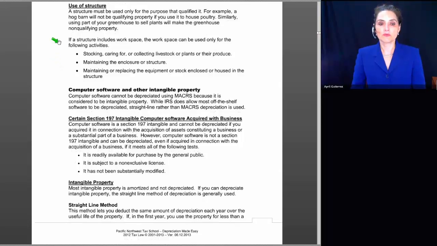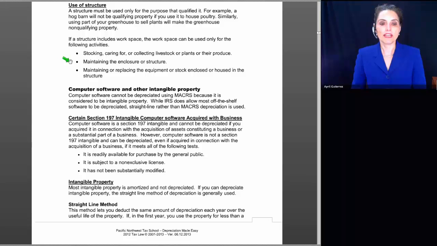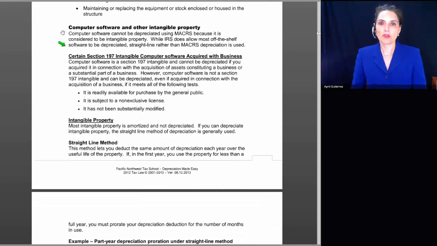If a structure includes workspace, the workspace can be used only for the following activities: stocking, caring for, or collecting livestock or plants or their produce, maintaining the enclosure or the structure, maintaining or replacing equipment or stock enclosed or housed in the structure. Computer software and other tangible property.